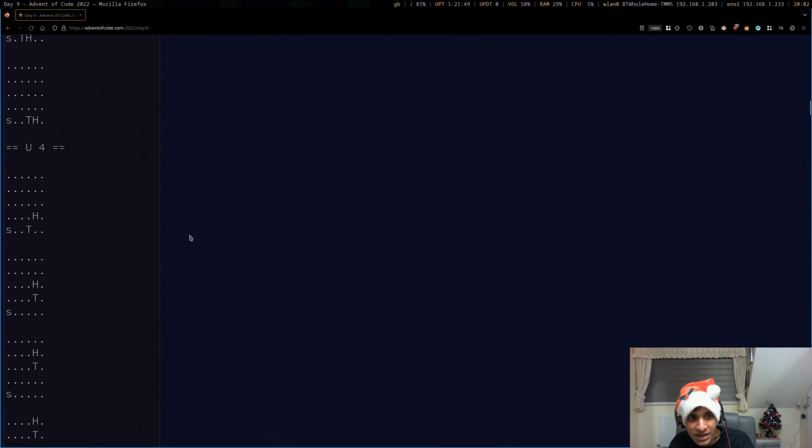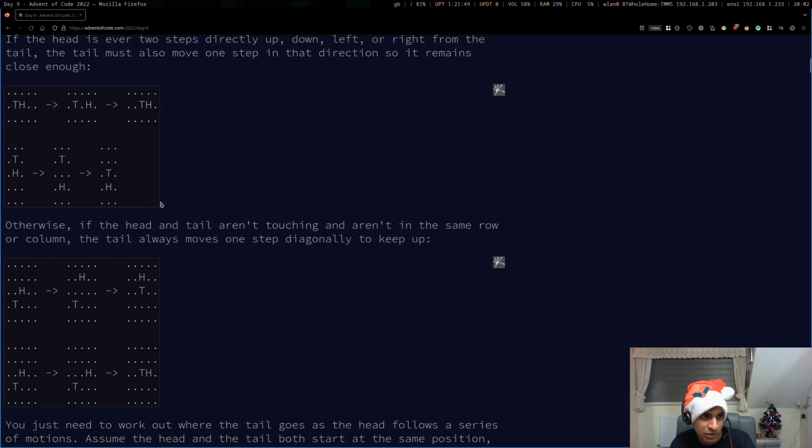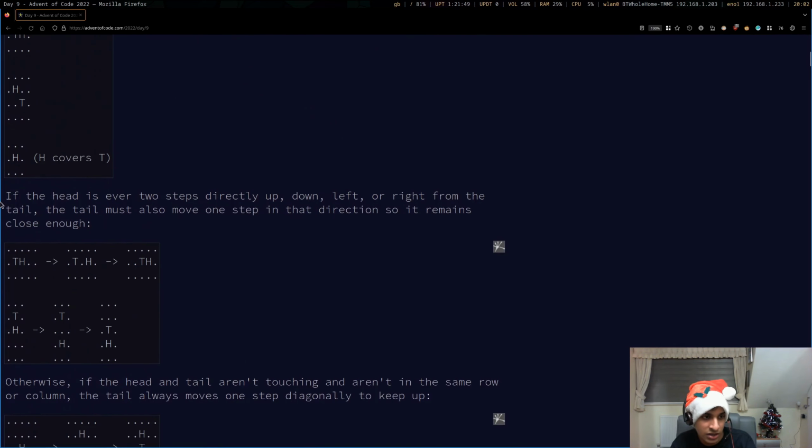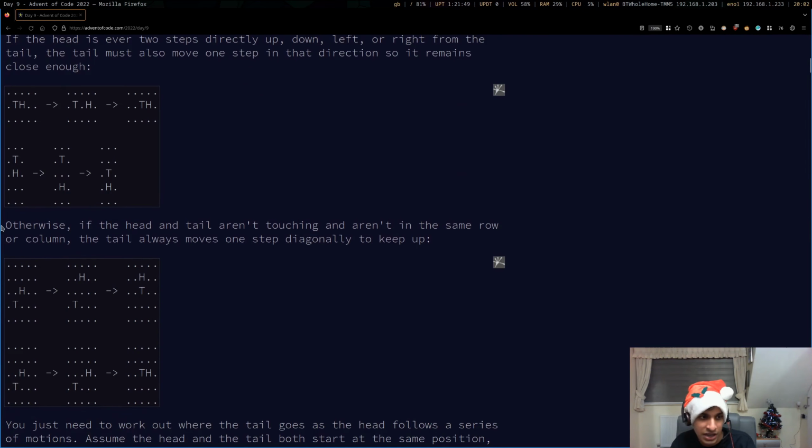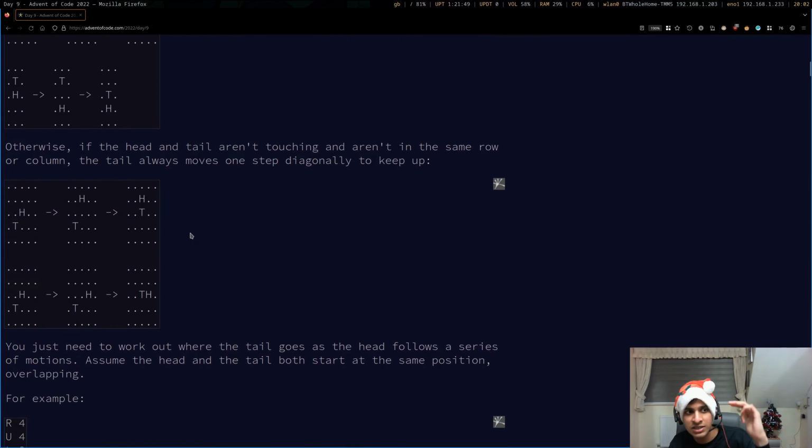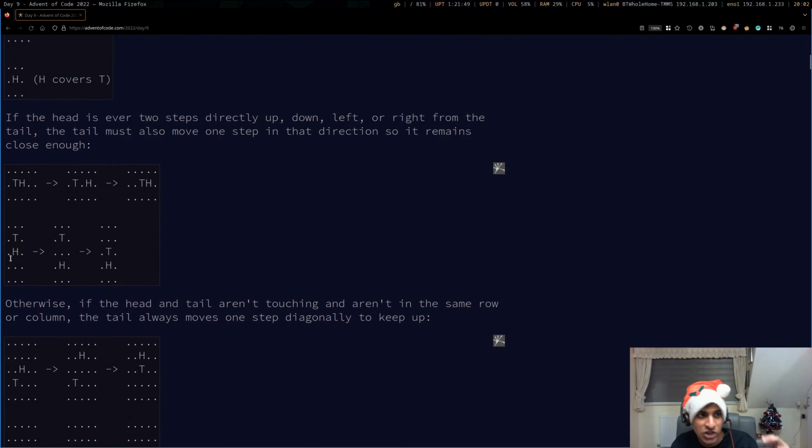And the way we know that is because of these rules. If it's two-way, you move. If it's two-way and one in the other direction, you move. But what if it's moved from being adjacent, like here, for example, to being diagonal? You don't move that knot. Even though the knot above you has moved, even though T here has moved to the right, for example, H remains in the same place.